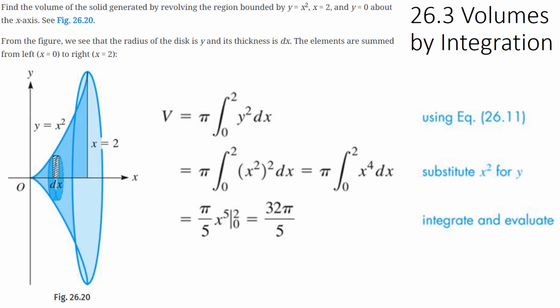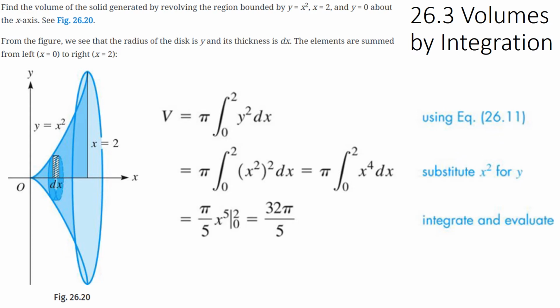So in the next row, I'm going to substitute the formula for y instead of just y. Because the formula for y was y equals x squared. So I'll put in an x squared every time I see a y. And there it is. So it's x squared squared, because it's the pi r squared. So it's x squared squared times dx. And that's basically x to the fourth. The integral of x to the fourth dx evaluated from 0 to 2.